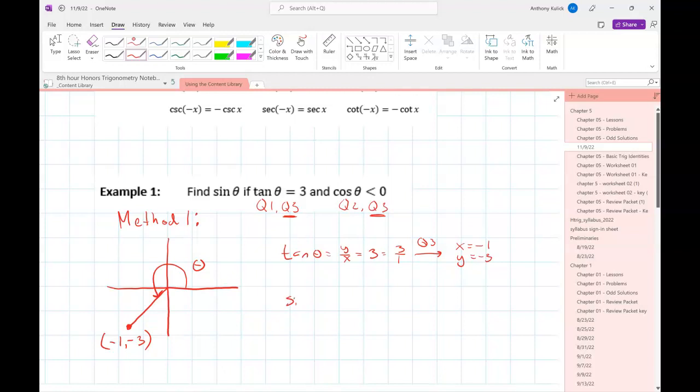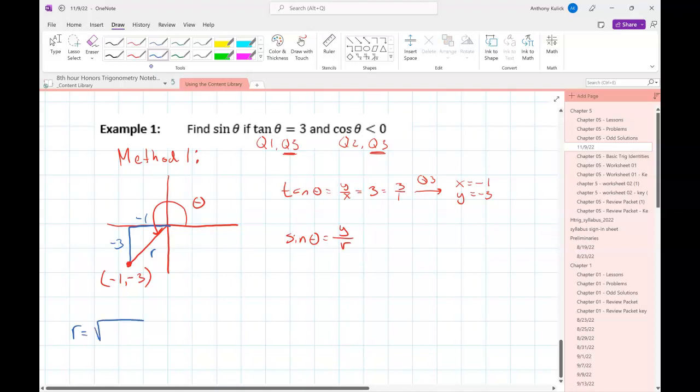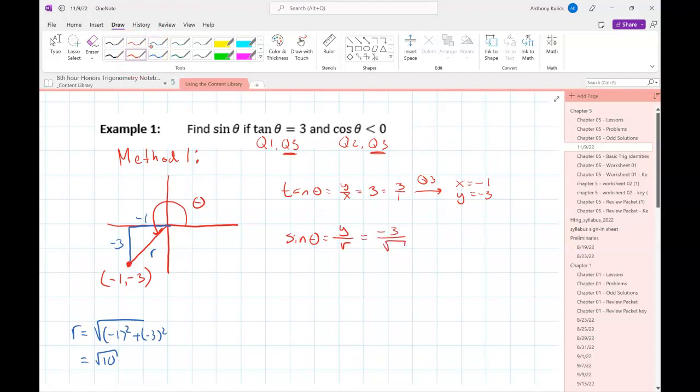Using that, how do I find sine? Sine would be y over r. What is r again? Yes, the hypotenuse, or the distance from that point back to the origin. So r is going to be the square root of -1 squared plus -3 squared, or the square root of 10. And if I rationalize that, then that's -3 root 10 over 10. You guys kind of remember doing that way back in chapter 2.